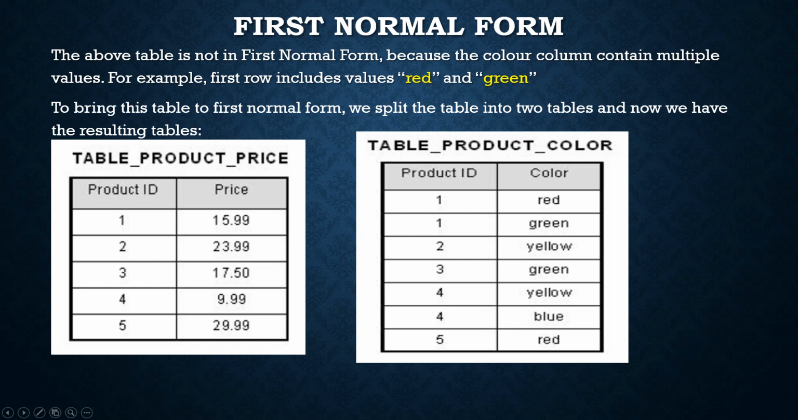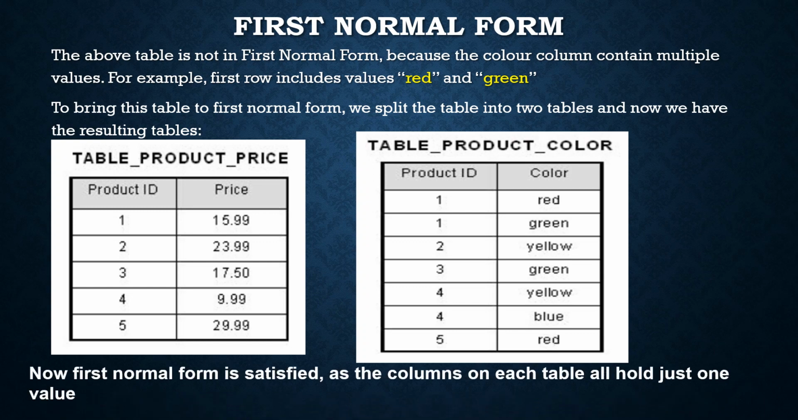So these are above first normal form. In first normal form, the data is independent, and it divides the given table into two in such a way that it can bring that particular table into first normal form. Now first normal form is satisfied, as the columns on each table all hold just one value.